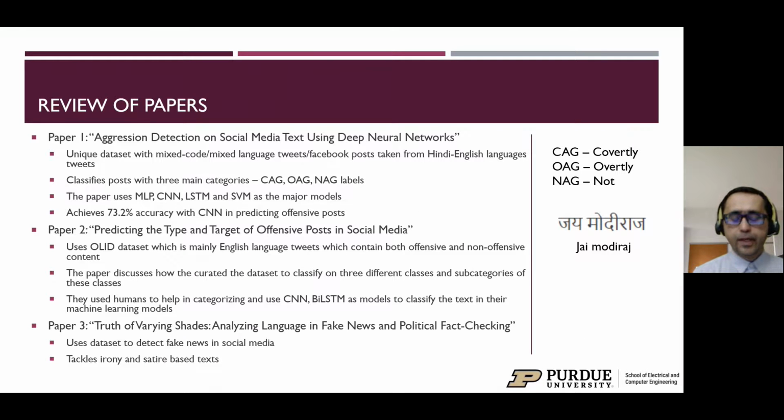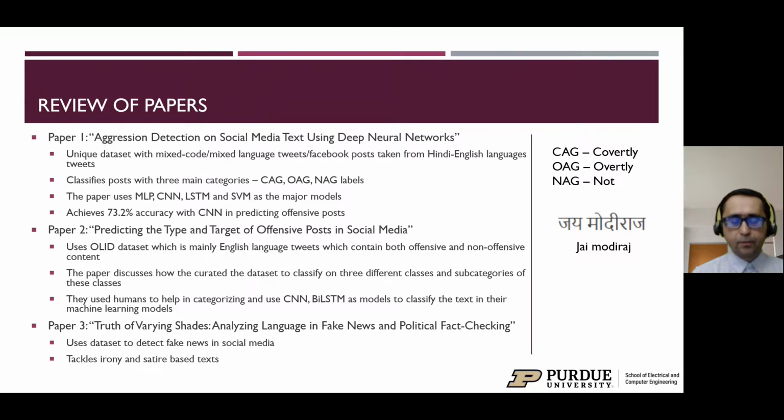The first paper addresses a mixed language scenario, especially in India, where Hindi and English language texts are mixed in Facebook posts. It classifies the posts based on three main categories, that is CAG, OAG, and NAG. CAG stands for covertly aggressive, where there is an indirect reference. OAG stands for overtly aggressive, where there is a direct reference to the victim. And NAG is for all posts where there is no aggression or any offensive text present. The models, as per the original researchers, achieve 73.2% accuracy with CNN in predicting offensive posts.